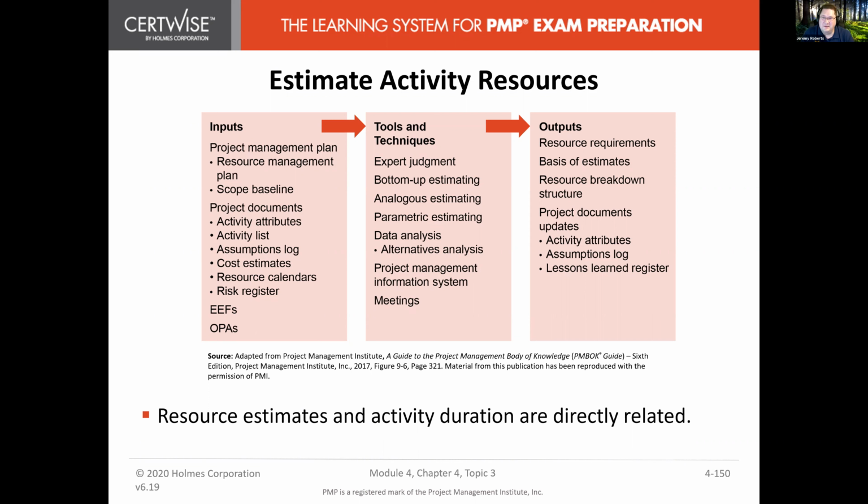In our outputs, so resource requirements, we're going to have a list of what we need to use for our activities. The basis for the estimates. So we'll be able to justify why we need certain resources and why we estimated them certain ways. We have that information now. Resource breakdown structure. We've already mentioned that. It's kind of like a work breakdown structure, but it's on our resources. Our project documents. So we're going to update some activity attributes, probably adding in our resources that we've identified that we need there. Our assumption log and our lessons learned register.